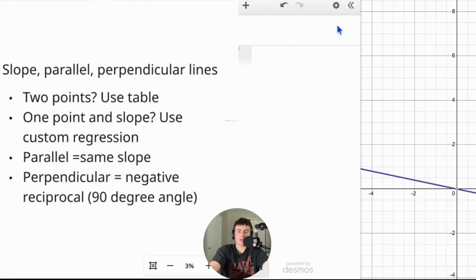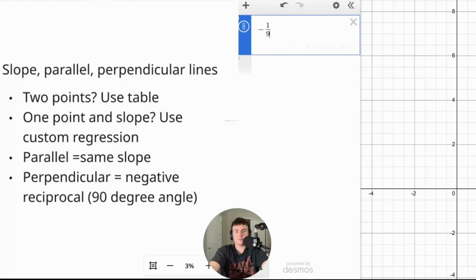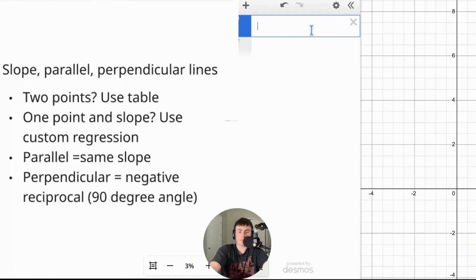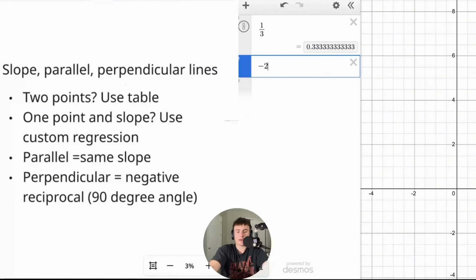Now, let me do another example. Let's say negative 1 over 9. The negative reciprocal would be flipped, so 9 over 1, so just 9, and then positive, because you turn negative to positive. You flip the sign. Let's do a couple more examples just to make sure you know this specific process. It's very important. So 1 over 3, negative 2, and then negative 100. Do all of these and find the negative reciprocals. Pause the video, and here we go.